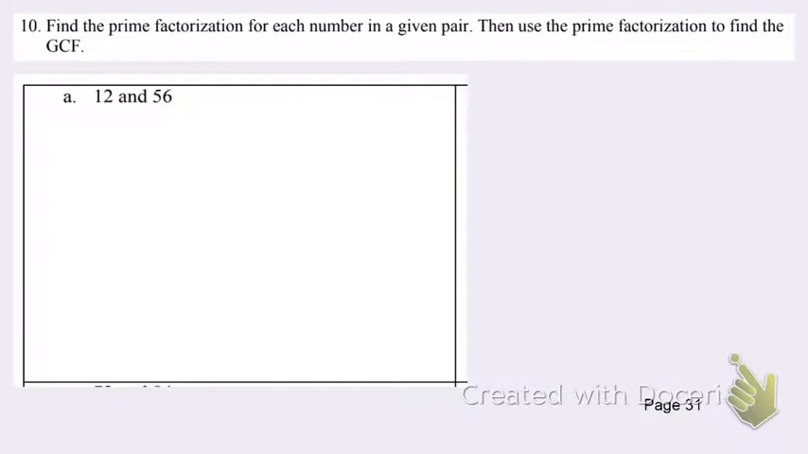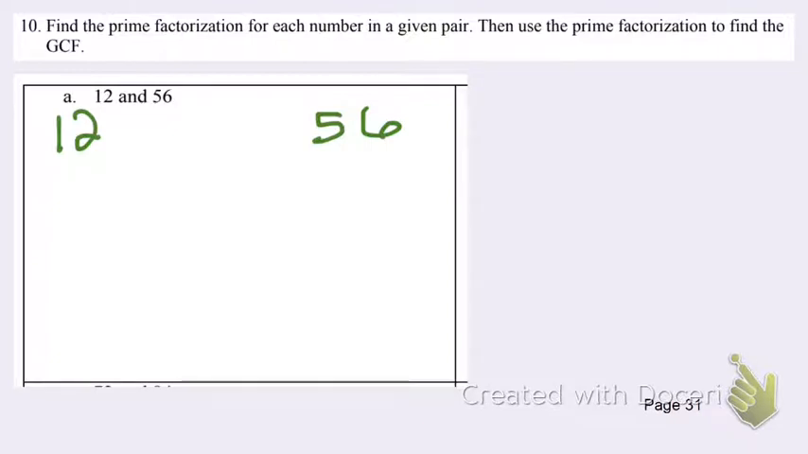All right, we are moving on to our last skill for today. The directions for number 10 says find the prime factorization for each number in a given pair. Then use the prime factorization to find the GCF. So we're working on 12 and 56.